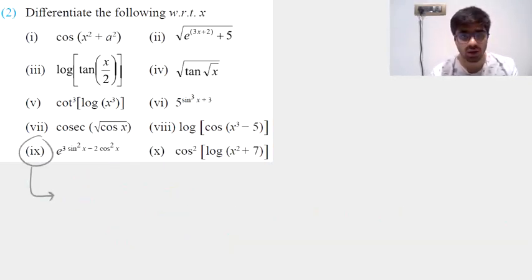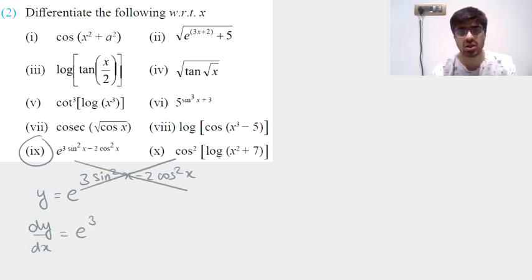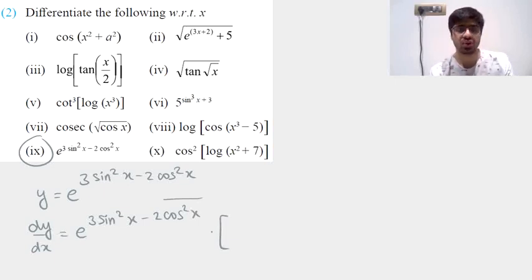Continuing with the ninth one, we have e power 3 sine square x minus 2 cos square x, and that's the expression for y. So when you take dy by dx, this is going to be e power 3 sine square x minus 2 cos square x, because it's like e power x, and the derivative of e power x is e power x only. Then we have the derivative of whatever came in place of x, that is this.